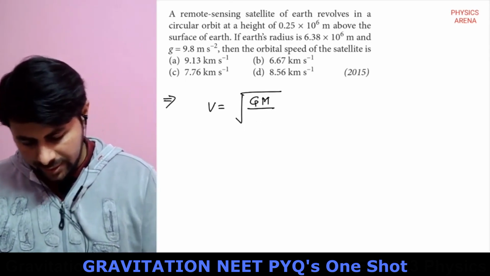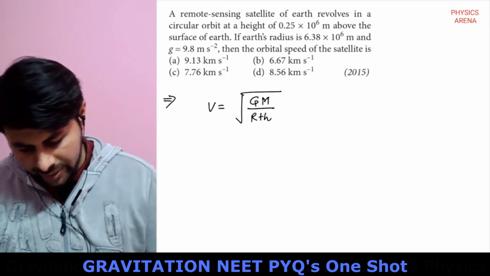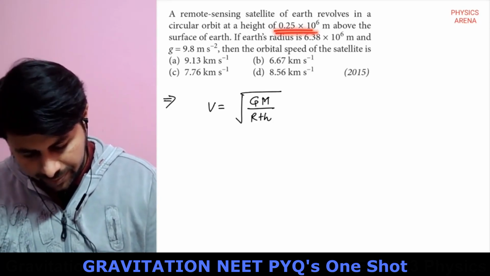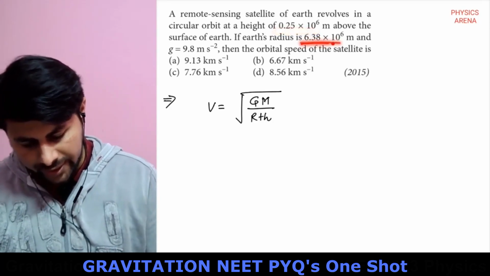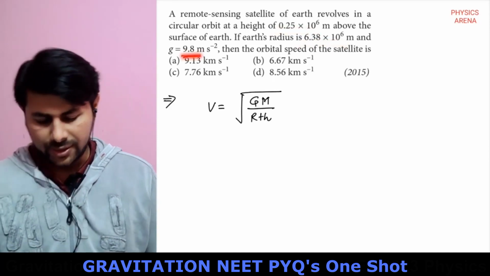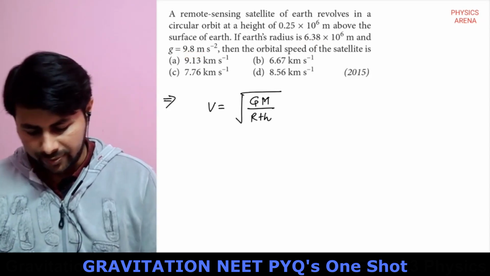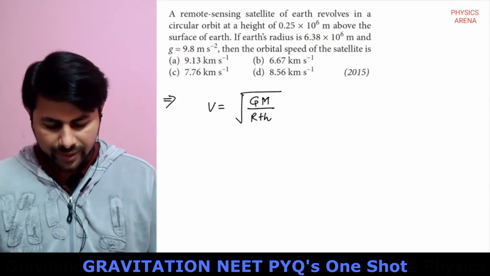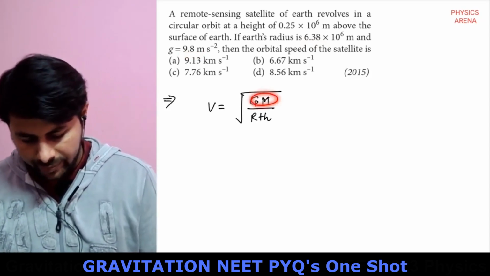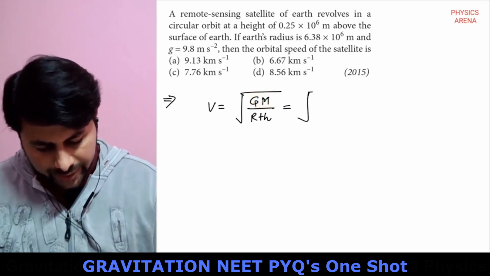Small r is capital R plus h, and you are given that height is this much, then Earth's radius is this much, and small g is equal to 9.8 meters per second square. So now what we can do is convert this GM in terms of g. So what do we get?